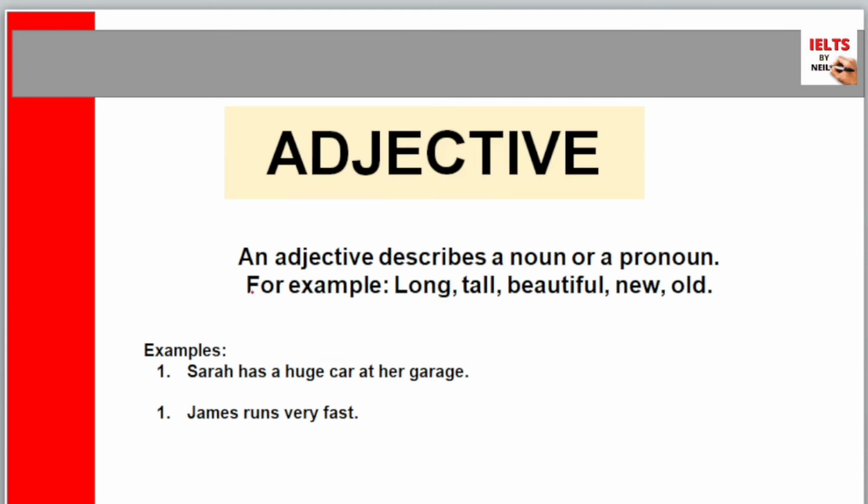Moving ahead, next one is adjectives. An adjective is a word that describes a noun or a pronoun. Or you can say an adjective is a word that describes the quality of a noun or a pronoun. For example, Sarah has a huge car at her garage. So how is the car? The car is huge. So this word huge is describing the car. So this word is an adjective. Next one, James runs very fast. James runs, that is okay, but how is James running? James runs very fast. This fast is an adjective in this one.